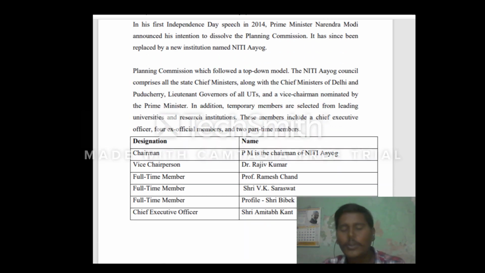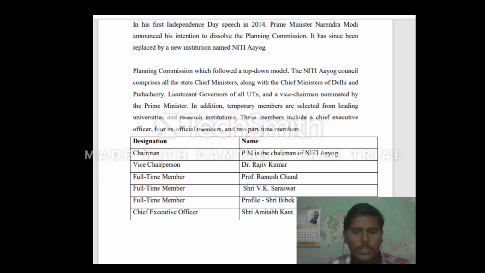Right now we have Niti Aayog instead of the Planning Commission. The Planning Commission has been replaced by Niti Aayog, National Institution for Transforming India. Usually the chairman of Niti Aayog is the Prime Minister of India.